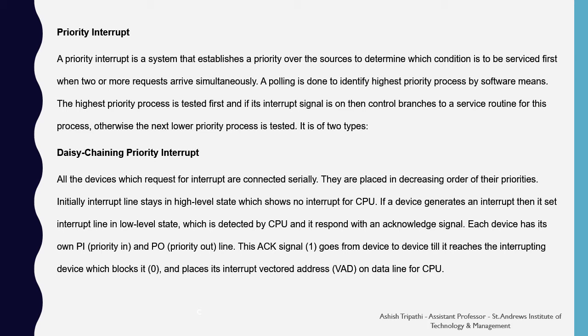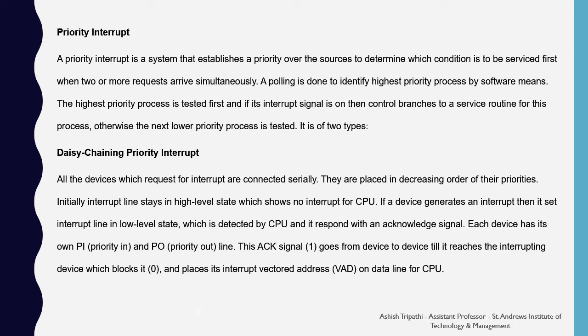Each device has its own PI, that is the priority in, and PO, that is the priority out line. The ACK signal, that is the acknowledgement signal, goes from device to device till it reaches the interrupting device, which blocks it and places its interrupt vectored address on the data line of the CPU.